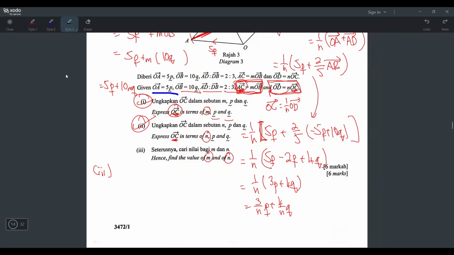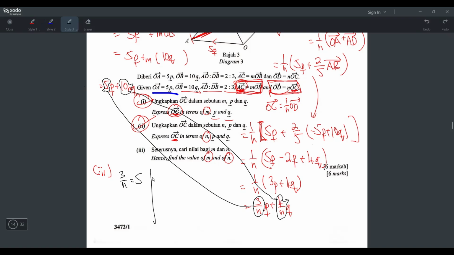You compare the coefficients. So you compare the coefficient of P. What is the coefficient? The number before P here, I circled. So what is the coefficient of P here? 3 over N, right? And they can connect together. Okay. So 3 over N equals 5. For the other one, same also. What is the coefficient of Q? 10M. What is the coefficient of Q here? 4 over N. So they can connect. So 10M equals 4 over N.